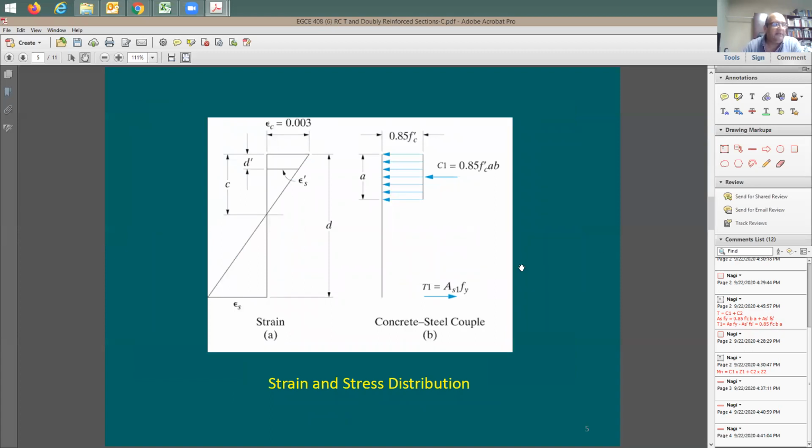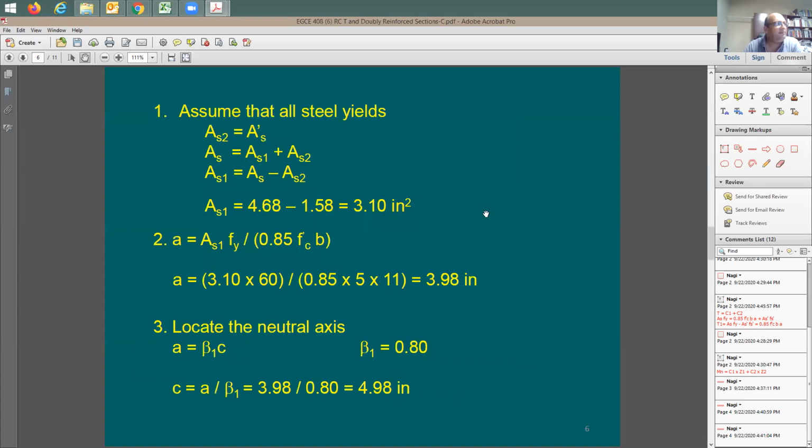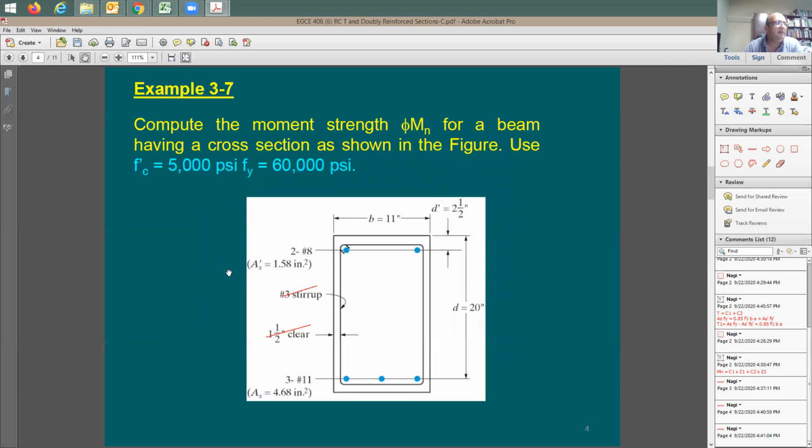All right. So my target here is to have just T1 and to set it equal to C1 so that I'm going to be able to solve for A. Okay, fine. Here's the analysis. AS2 is going to be equal to AS prime. And how much is this AS prime? I'm going to go back here. AS prime is going to be 1.58. And total AS is going to be how much? 4.68. So I'm going to say here, AS2 equals 1.58, right?